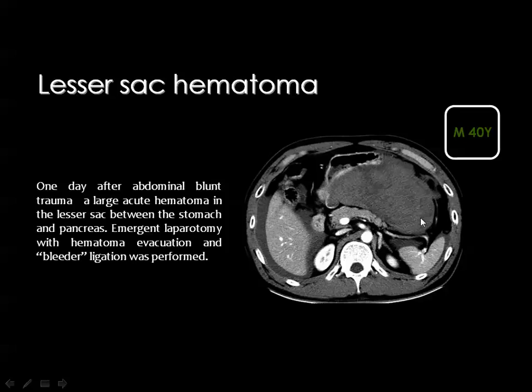And this patient with a history of blunt abdominal trauma shows a big hematoma in the lesser sac. This is the stomach, and this is the pancreas. Then the space between the stomach and the pancreas represents the lesser sac, which in this case is filled by a big amount of hemorrhage. And also you can see this fluid around the liver, and this fluid around the spleen also represents hemorrhage, as I have mentioned in the lecture of abdominal trauma.